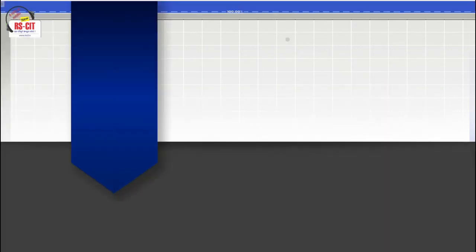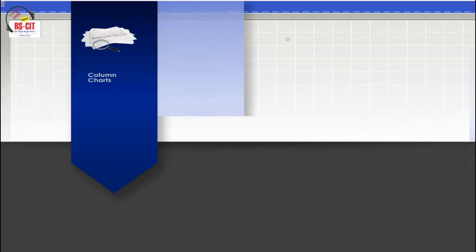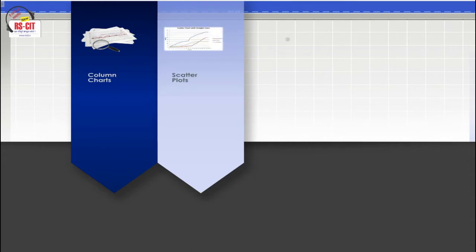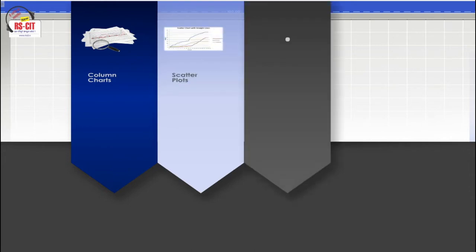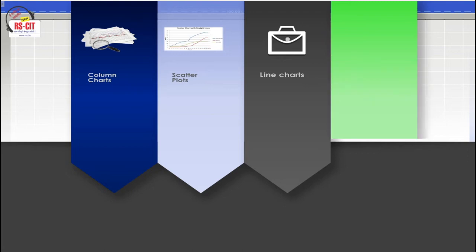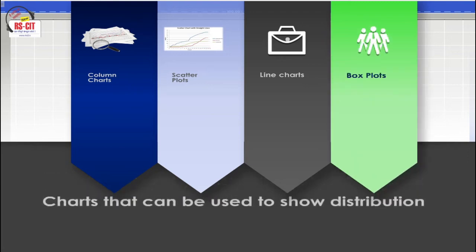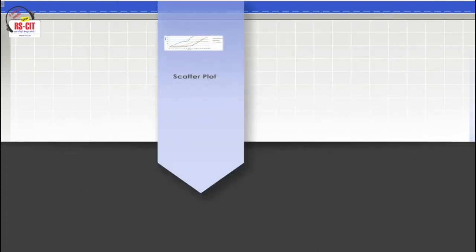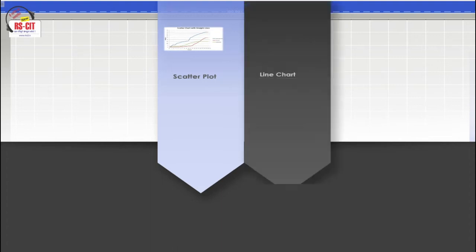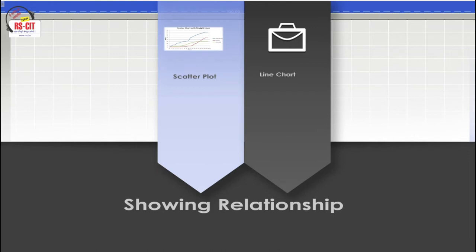Charts that can be used to show distribution. Distribution, for example, call waiting times in a call center of a telecom operator or any other call center, may be shown using charts such as column charts, scatter plots, line charts, and box plots. For showing the relationship between two or more variables, the charts that can be used are scatter plot and line chart.